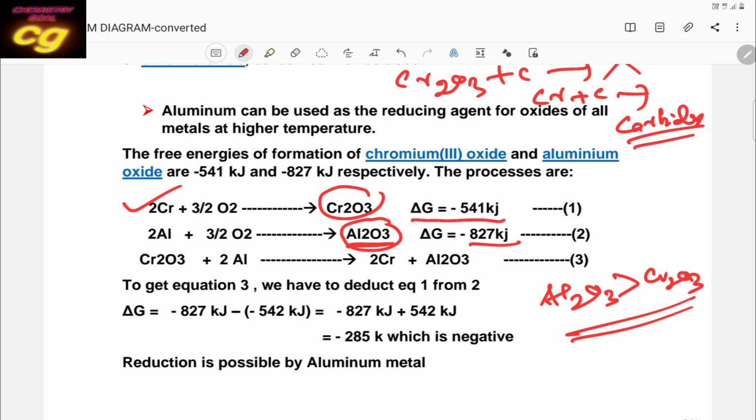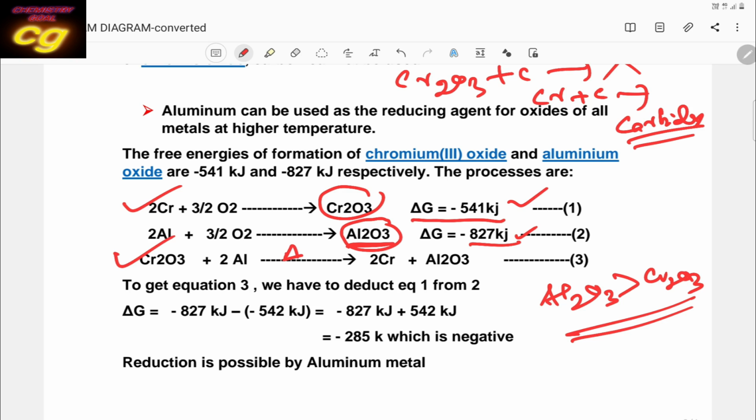In the case of aluminum oxide, the del G value is minus 827, but in the case of chromium oxide, it is minus 541. The aluminum value is more negative. But is the reaction possible? Suppose a mixture of chromium oxide and aluminum is heated strongly.